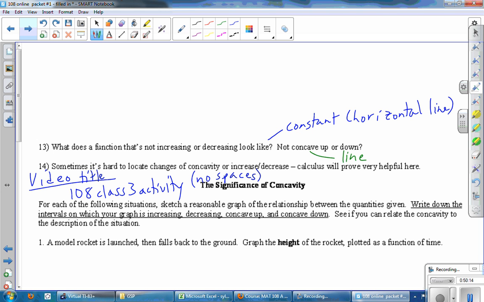14, sometimes it's hard to locate changes of concavity or changes from increasing to decreasing or vice versa. Calculus will prove very helpful here. Okay, next piece here is the significance of concavity. This is our first activity, and I want to talk about it, but let's come back to it.